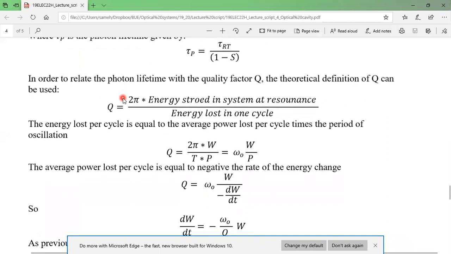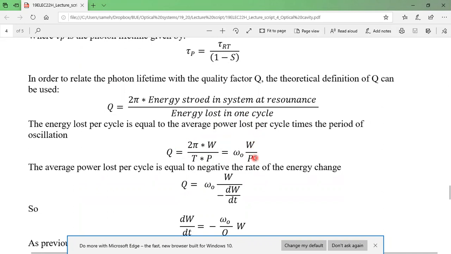Okay, so 2 pi times W, the energy stored in the system at resonance, over T, the time for one cycle, times P, the power losses. You know that energy is equal to power times time. 2 pi over T is simply what we call omega naught, the angular frequency, since 1 over T is the frequency. And W over P is simply the energy stored in the system at resonance over the power loss per cycle.